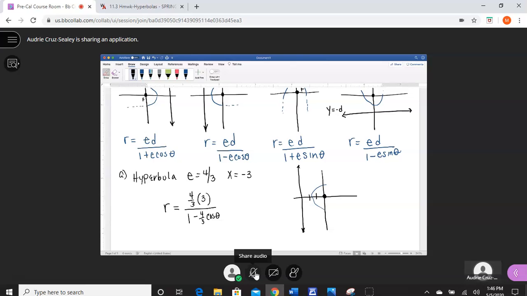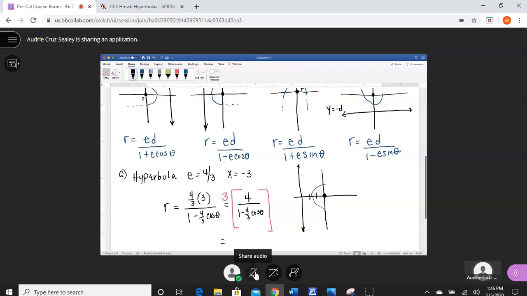Then what we're going to do is make this look pretty, because this is not pretty. I went ahead and multiplied 4/3 times 3. They don't even like fractions anywhere in here. The only fraction you can have is the one that has the ed on top and the 1 minus on the bottom. So I'm going to multiply every single term by 3.